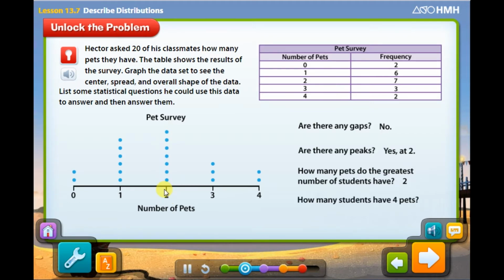Another statistical question is, how many students have 4 pets? There are 2 students who have 4 pets. 4 is the greatest number of pets, and there are 2 students who have 4 pets. Is it easy to answer statistical questions? If you can interpret your graph properly, you can answer any statistical question easily. So let's move to another example.